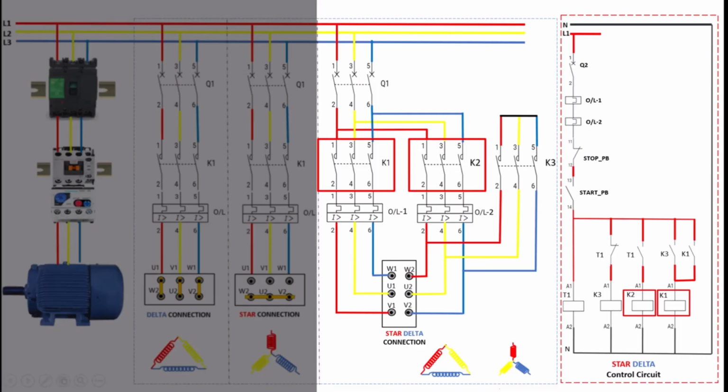By starting in star mode, we limit the current at startup and then seamlessly shift to delta mode to achieve full operating power. This approach not only ensures a controlled start, but also minimizes mechanical and electrical stress on the motor. With K1, K2, and K3 working in sequence, the star-delta starter provides an efficient, reliable method for operating larger motors, making it a popular choice in various industrial applications.